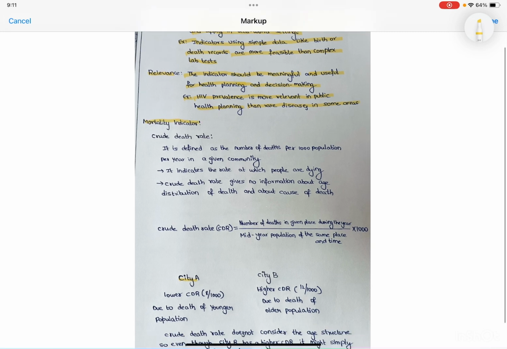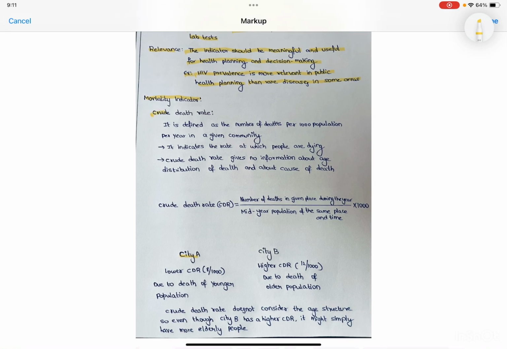Mortality indicators. Crude death rate. It is defined as the number of deaths per thousand population per year in a given community. It indicates the rate at which people are dying. Crude death rate is the number of deaths in a given place during the year divided by the mid-year population of the same place and time, multiplied by 1000.